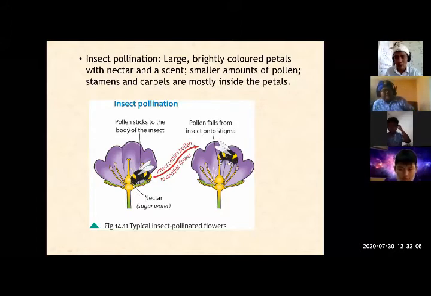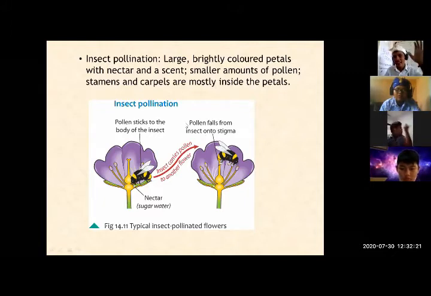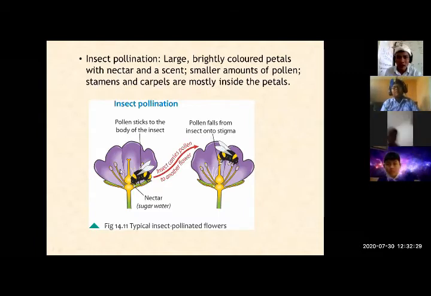After that, the bee will go to another flower and the insect carries pollen to another flower. And then pollen falls from the insect onto the stigma. And then that's how the pollen grain meets the egg. Very good. And now there's a question.